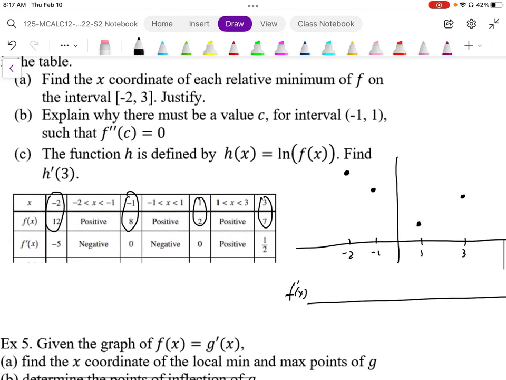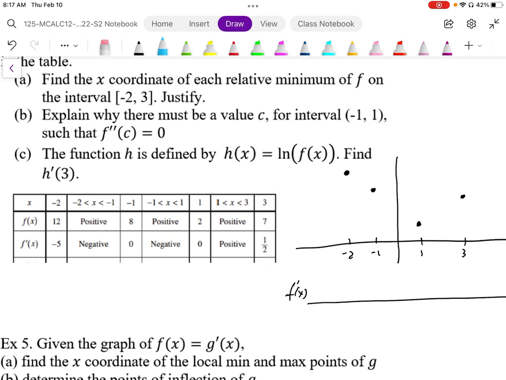It also tells me that it's positive throughout, so I know it never crosses the x-axis. I want to make sure that I notice that part as well. So there are my coordinates. Then I'm going to do a slope chart.